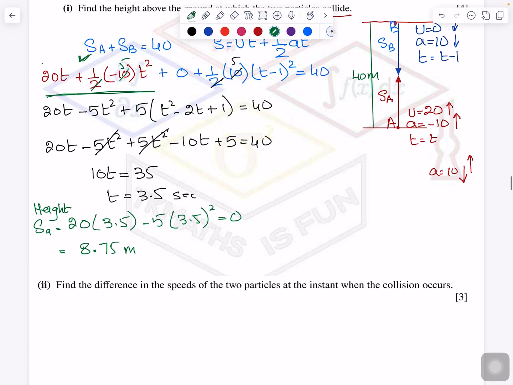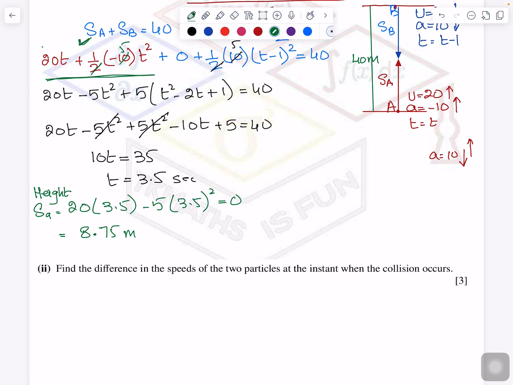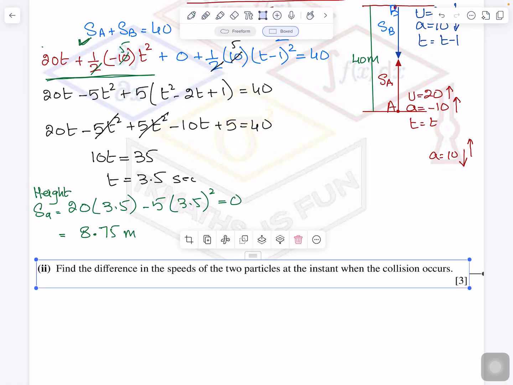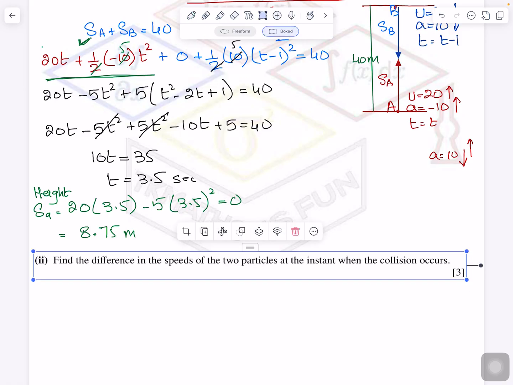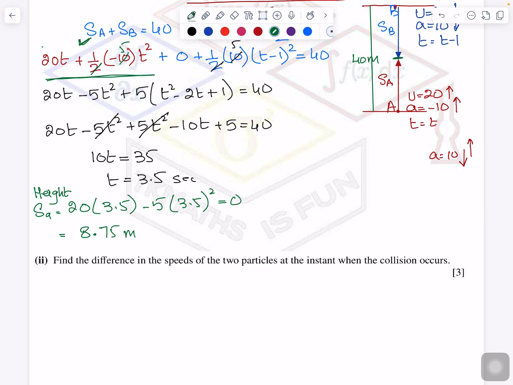Okay, so now second part of the question is find the difference in the speed of the two particles at this instant. Okay, so understood, when they are hitting each other here, it has certain velocity and it has certain velocity. So I have to calculate those velocities. So let's calculate it for A first. Okay, particle A.